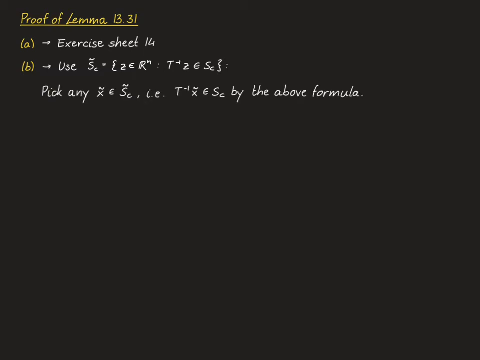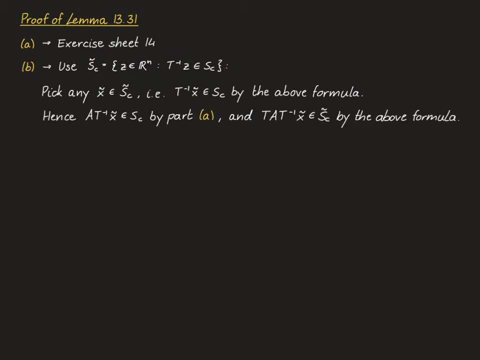Now we pick any point x tilde in SC tilde, which means that T x tilde is an element of SC by the above formula. Given that this holds, we have that A T x tilde is an element of SC by part A of this lemma, and hence T inverse A T x tilde is an element of SC tilde, again by the above formula. With the observation that T inverse A T is the definition of A tilde, our proof is complete.